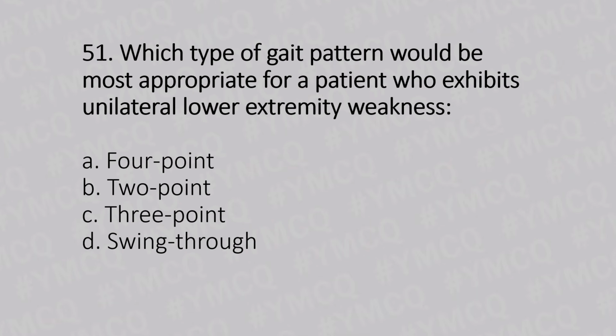Which type of gait pattern would be most appropriate for patients who exhibit unilateral lower extremity weakness? Option A, 4-point gait. Option B, 2-point gait. Option C, 3-point gait. Option D, swing through. And the answer is option C, 3-point gait.